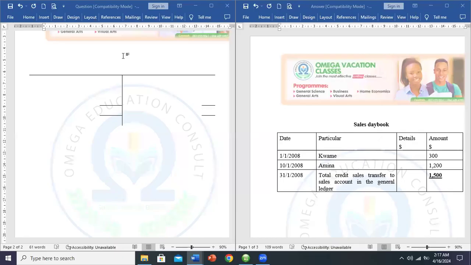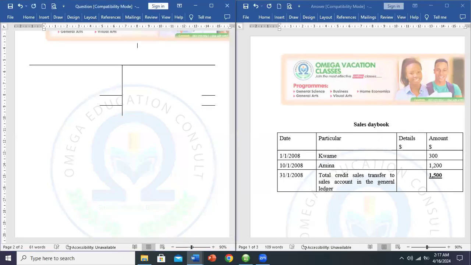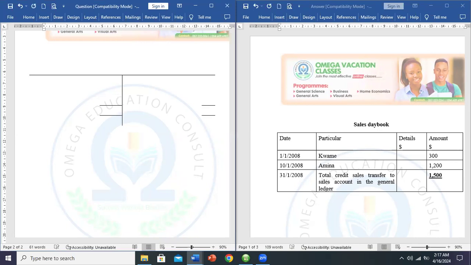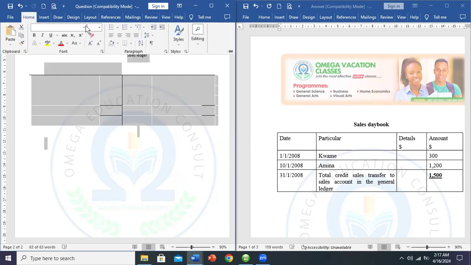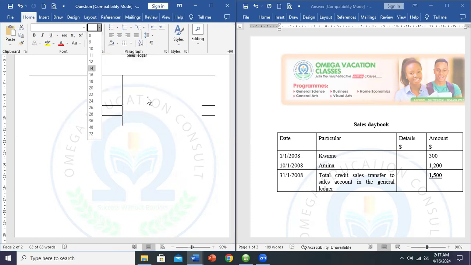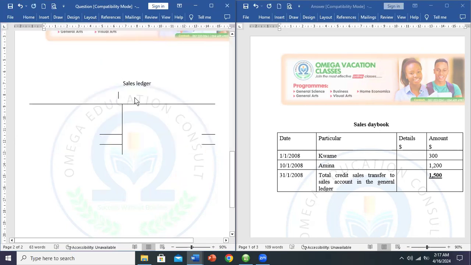So we have our sales day book now, where the entries will go into the sales ledger. And in the sales ledger, we are going to open accounts for Kwame and Amina. Okay, so let me open the account for Kwame and one for Amina.